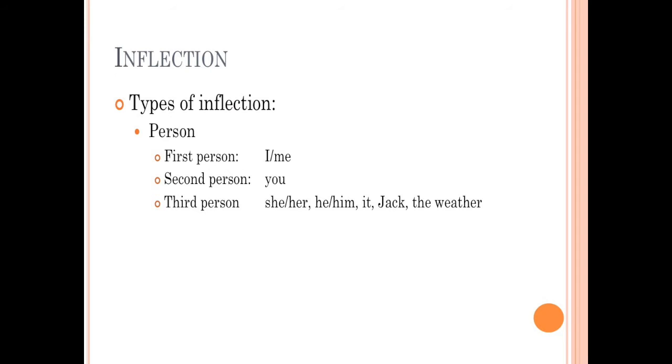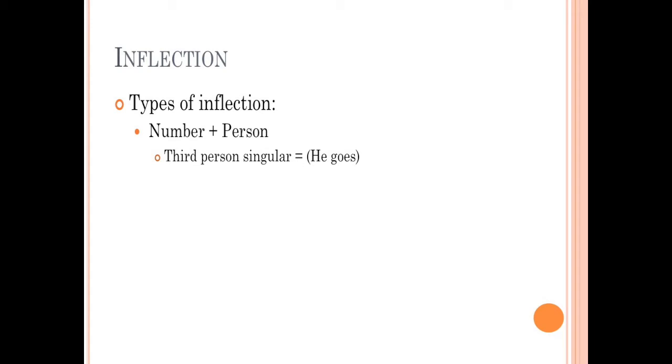So some types of inflection in more detail. Person. In English, we have the first person, I or me. We have the second person, you. We have the third person, she, her, he, him, it, Jack, the weather. Pretty much everything else is the third person. Another type of inflection in English, we mark number plus person, the third person singular, he goes. This is a matter of number, singular, plus person, third person.